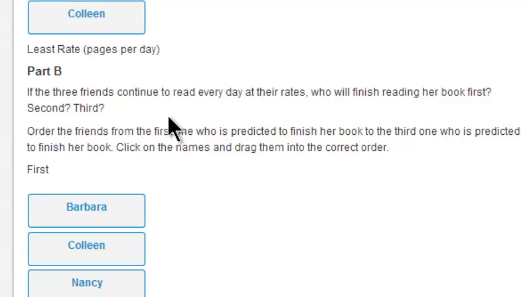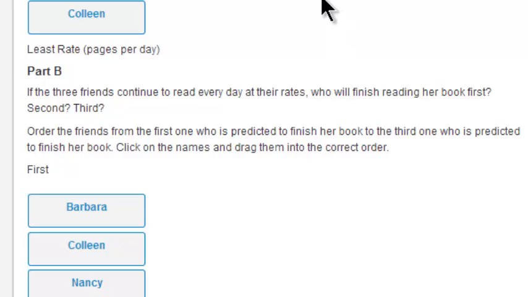Part B says, if the 3 friends continue to read every day at their rates, who will finish reading her book first, second, and third? Order the friends from the first one who is predicted to finish her book to the third one who is predicted to finish her book. Click on the names and drag them into the correct order.